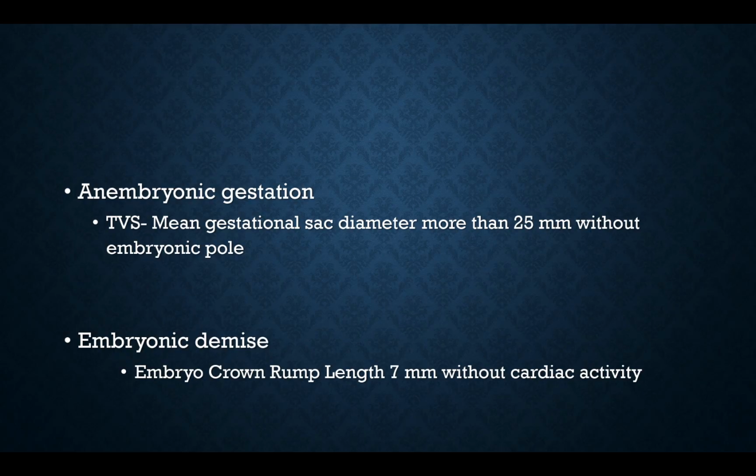Now coming to anembryonic gestation, on TVS or transvaginal scan, when the mean gestational sac diameter is more than 25 mm. I was just telling you about this. At what dimension of gestational sac without an embryonic pole will you announce it as anembryonic gestation or missed abortion? It is 25 millimeters on transvaginal scan. This is very much important. It may also come in some form of MCQ for postgraduate examination also.